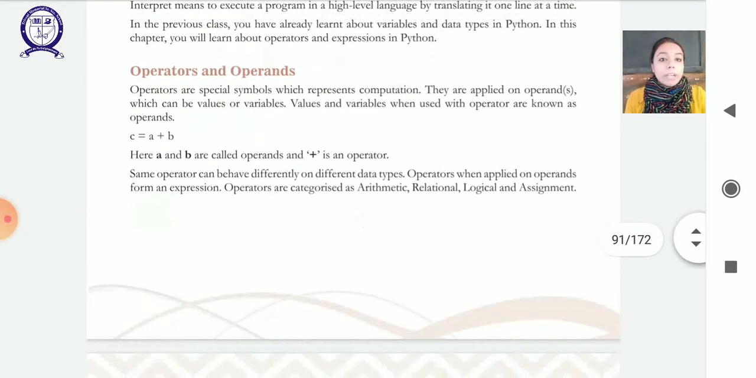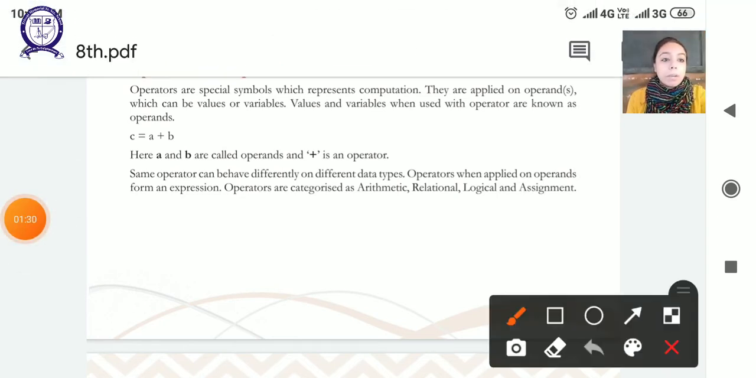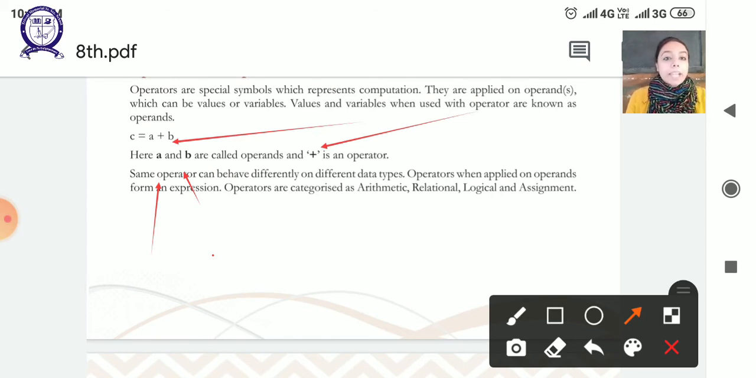Now we will learn about the operators and the operands. Now what is an operator? Operators are special symbols which represent computation. They are applied on the operands. Let us understand this with the help of an example. Here we have C equals A plus B. So when we say C equals A plus B, here A and B are operands, and this plus sign is an operator. That is, any arithmetic sign, plus, minus, multiply, divide, will be called an operator in Python. And when these variables, values and operators combine together, they form an expression. Here A and B are operands, plus is an operator.